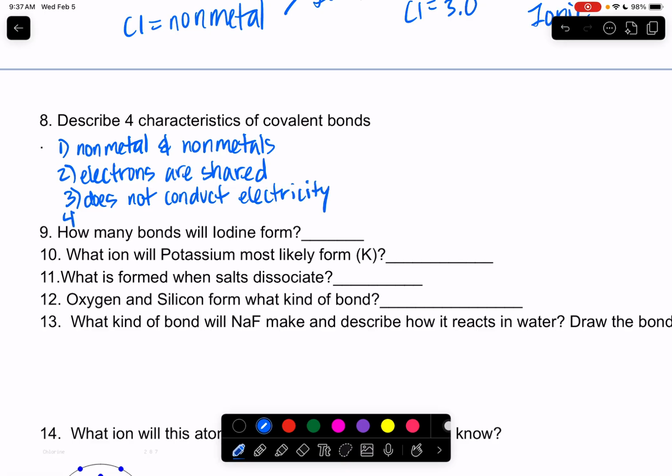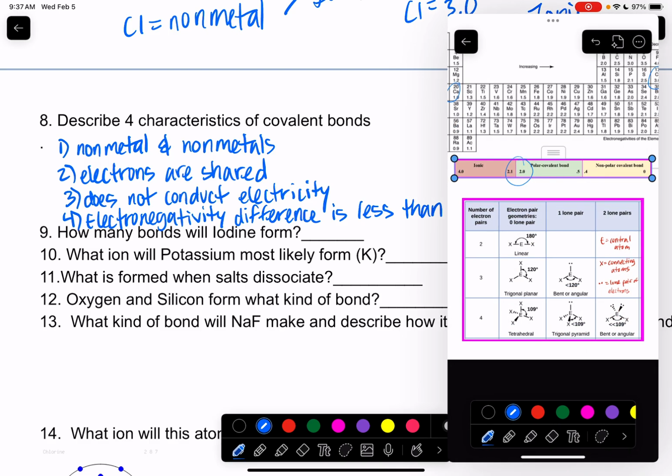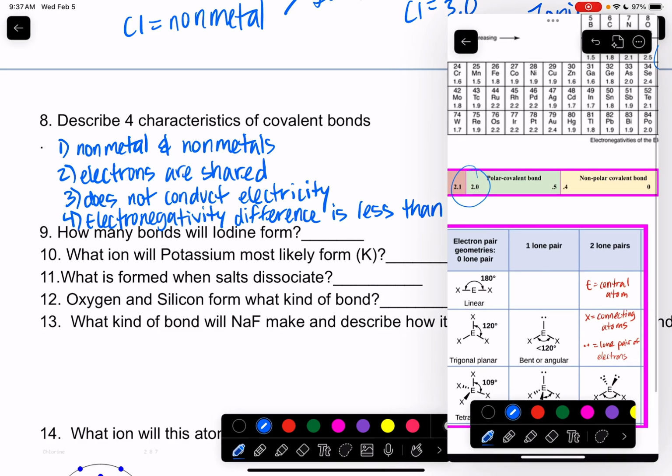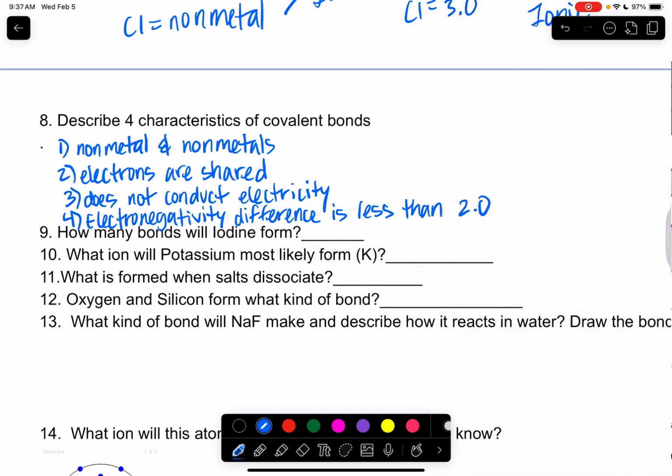And the electronegativity difference is less than 2. Because if we look at the scale again, from 0 to 2, that's still covalent bonds, but we have 2 different types, nonpolar and polar.